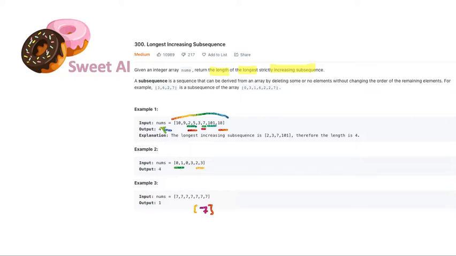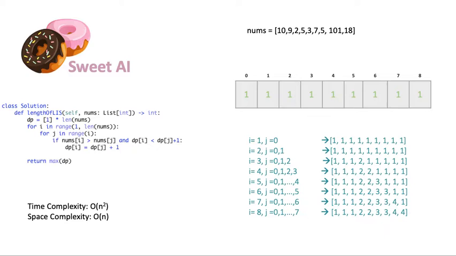So we can solve this problem using two different approaches. One is dynamic programming, the other one is binary search. Let's explore these two and see which one is better. So let's start with dynamic programming.